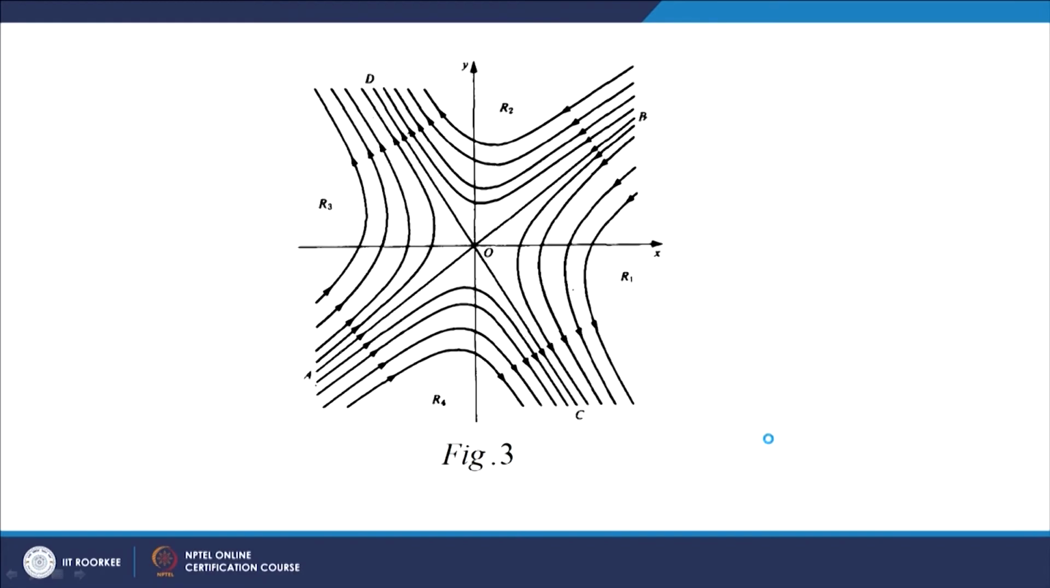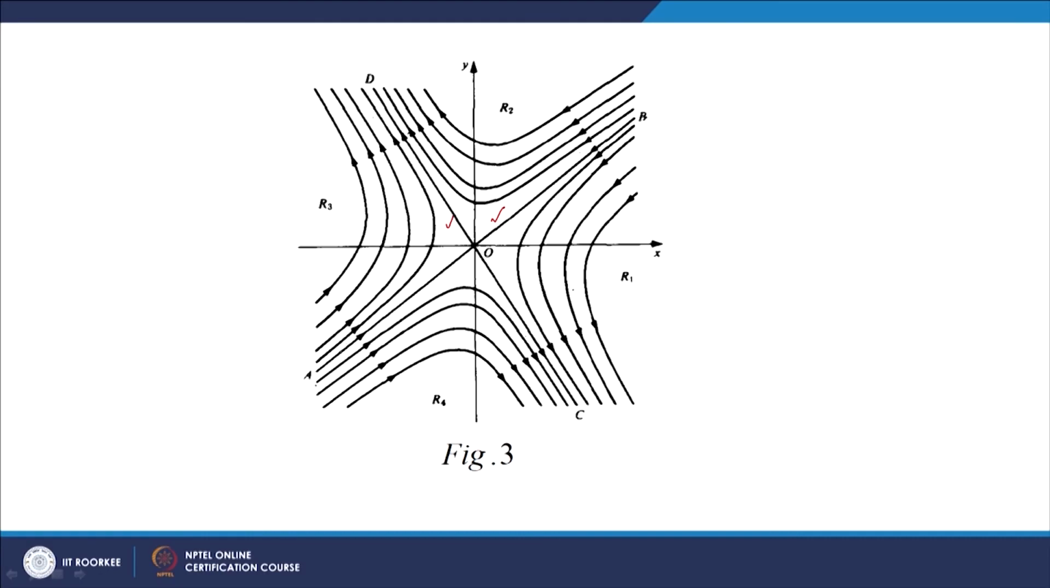Now you can see here these are two paths. These are two paths which approach and enter (0,0), and there are another two paths, this one and this one.